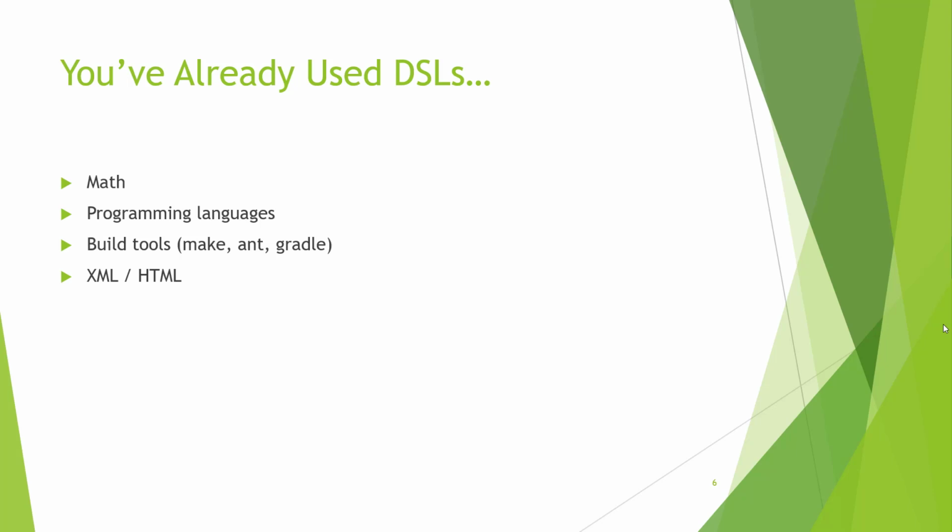XML and HTML. XML itself is a language for defining other languages. HTML is one of those other languages, very similar to ANT. And HTML is another one that lots and lots of people have used, and they don't even really realize it really is a DSL. It's a way of communicating with a browser in this case.